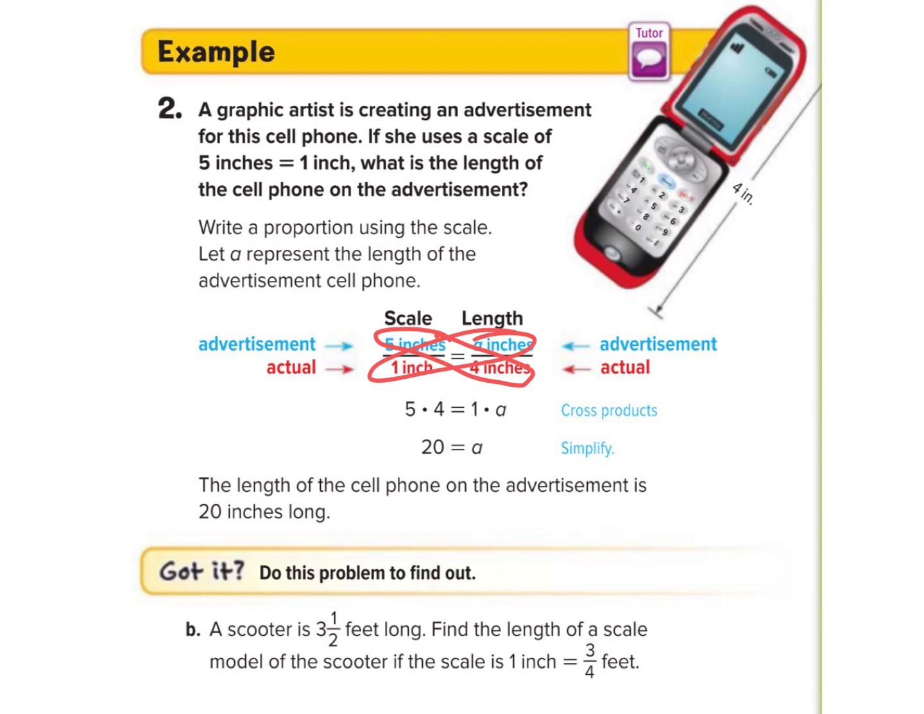Now, the got it problem. A scooter is 3.5 feet long. Find the length of a scale model of the scooter if the scale is 1 inch equals 3 feet. We want to use a proportion like we have in all the other problems. So I'm going to set it up the same way as that advertisement and actual, and then we have our scale and length.